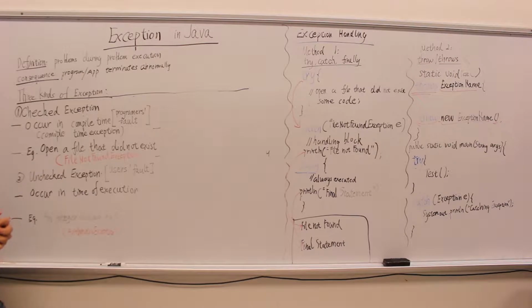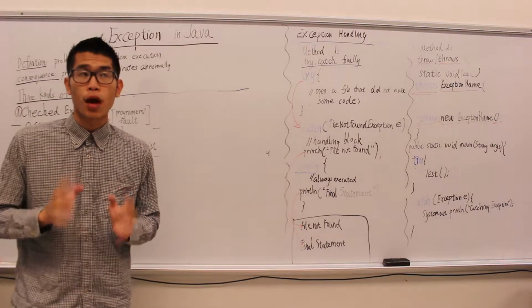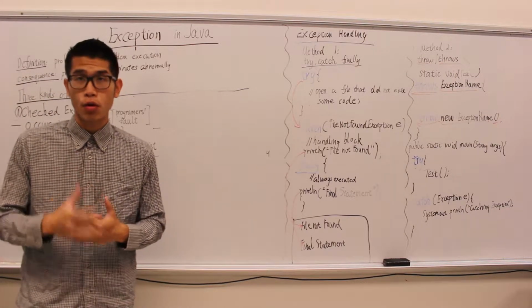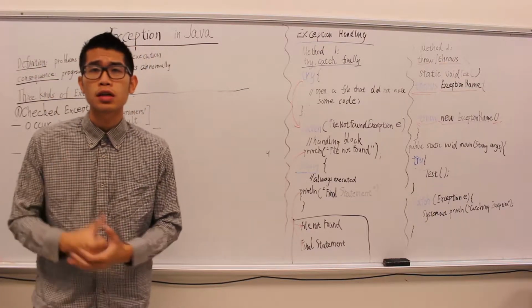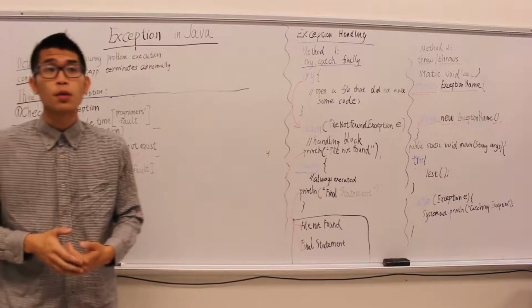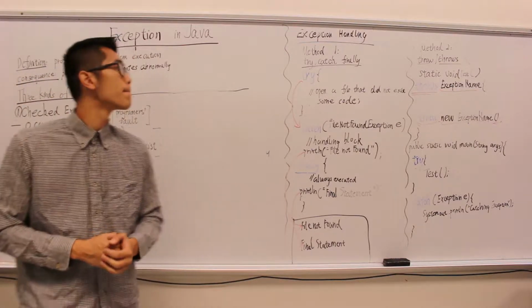So, what are exceptions? Exceptions are basically problems that occur during the execution of the program. What's the consequence of exceptions? When an exception occurs, the program or the application will terminate abnormally.